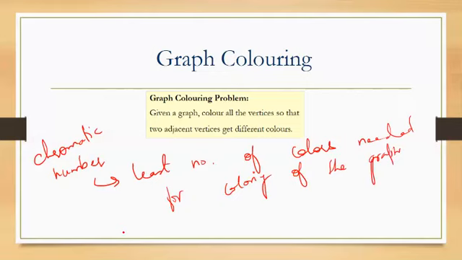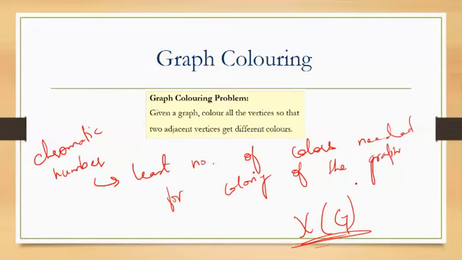The chromatic number of a graph, capital G, is denoted by this symbol. This is the Greek letter chi of G. So the chromatic number is denoted in this way.